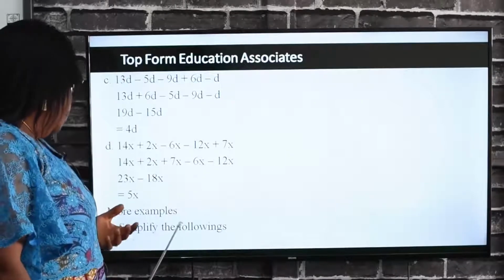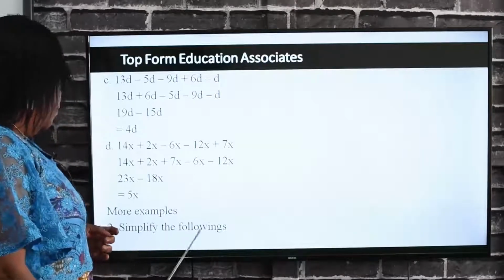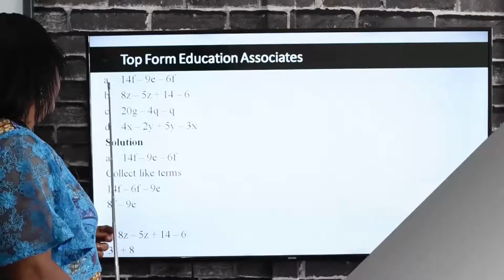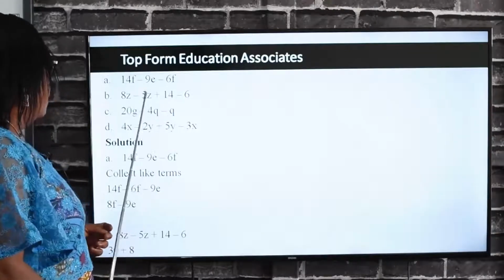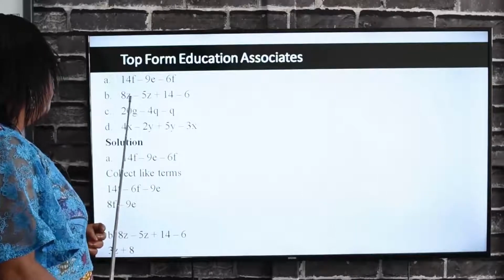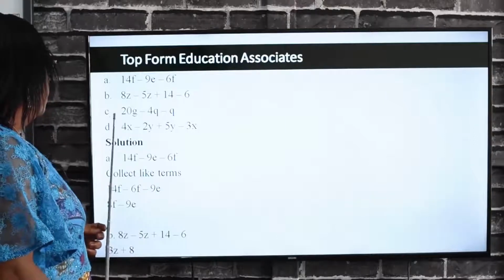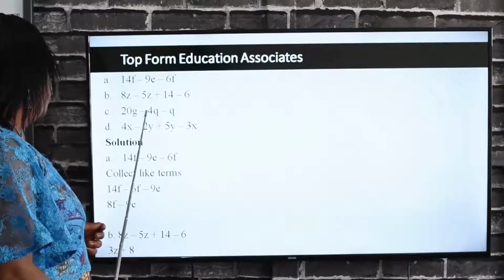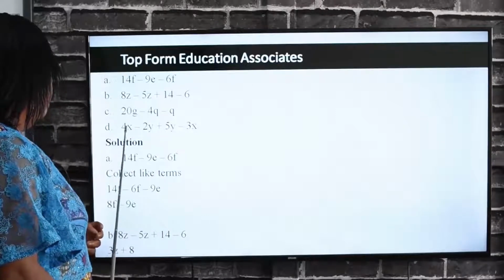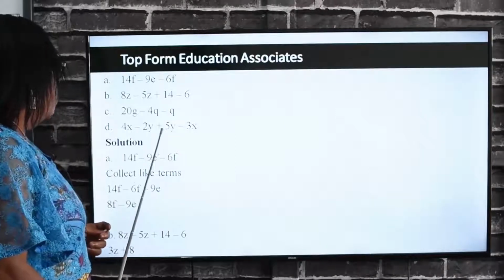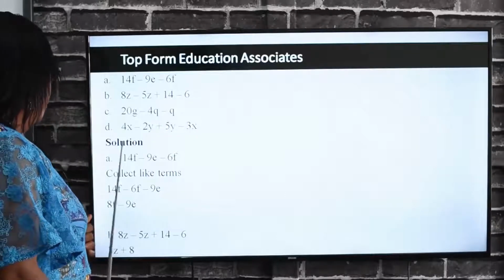We take more examples. Question number 2. Simplify the following. A, 14f minus 9e minus 6f. B, 8z minus 5z plus 14 minus 6. C, 20g minus 4q minus q. D, 4x minus 2y plus 5y minus 3x. The solution.